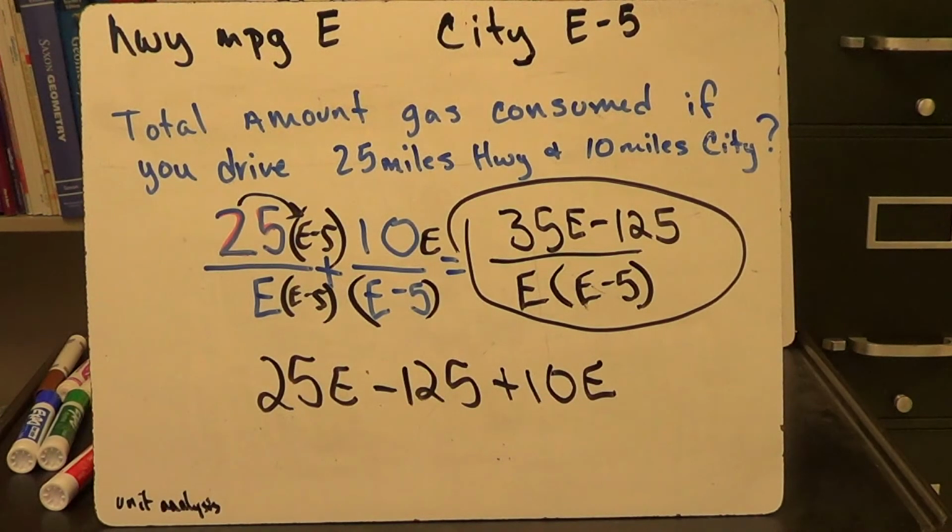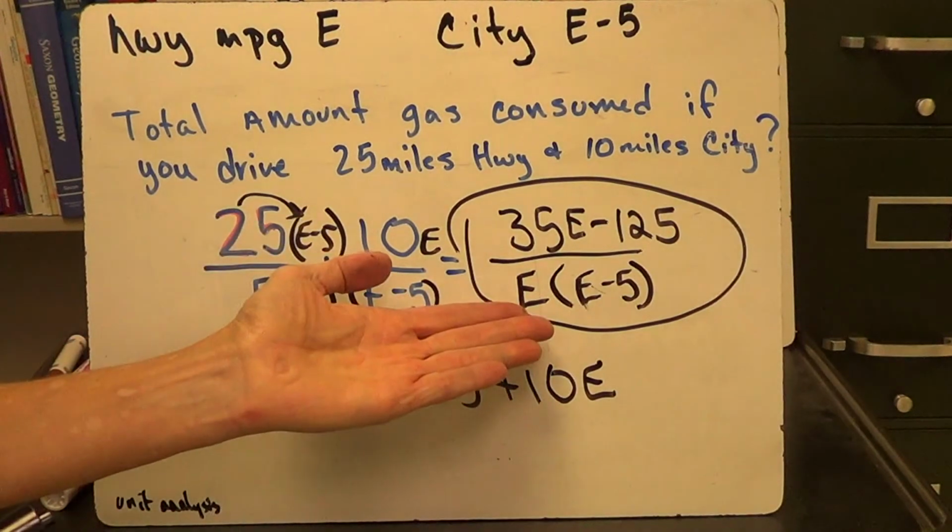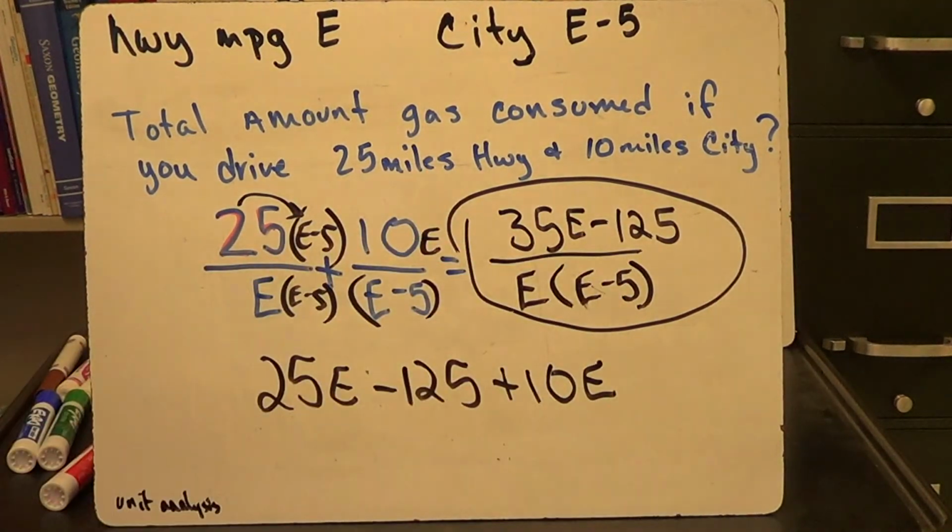So now that we've figured that out, if you had the stats on your car, it would tell you what your fuel efficiency is, and you could actually just plug in what you're supposed to be getting, like 40 miles a gallon. You could plug it in for E, and you would know how many gallons you're going to be using. Okay, we'll catch you in class. Write down your questions.